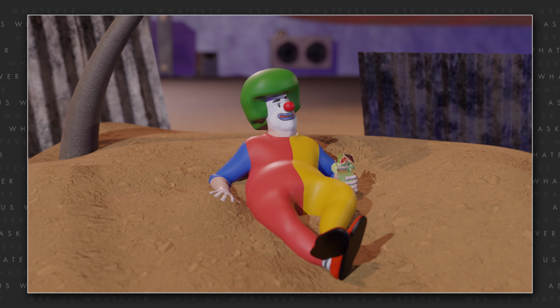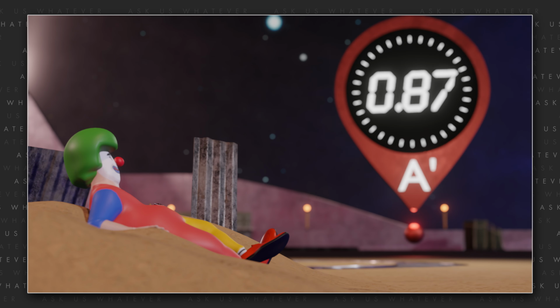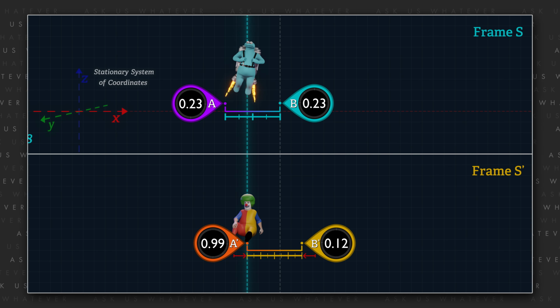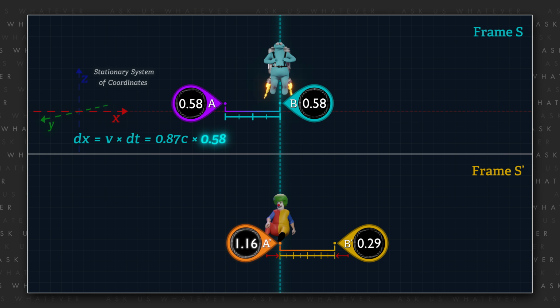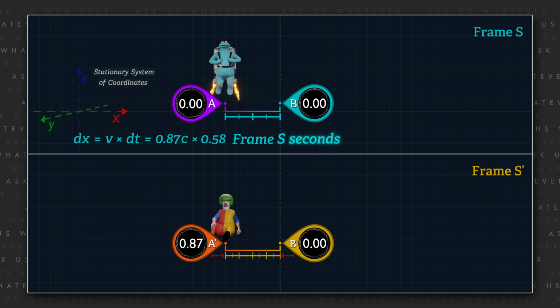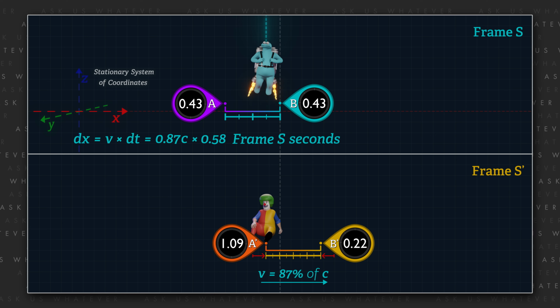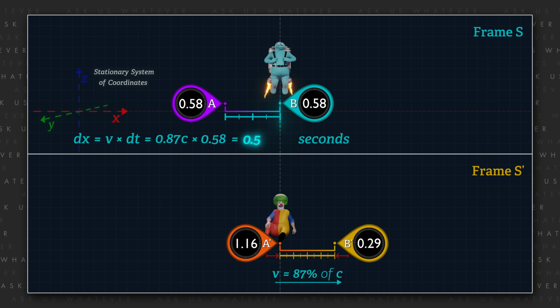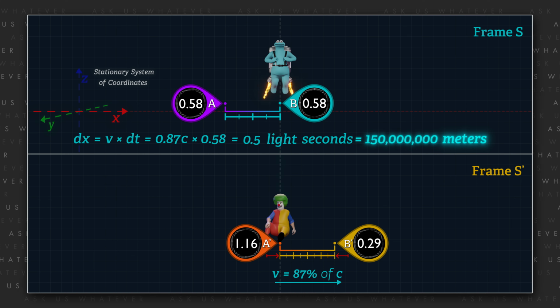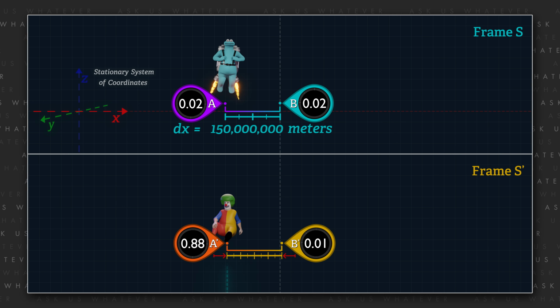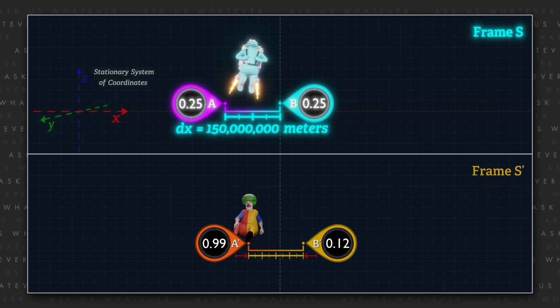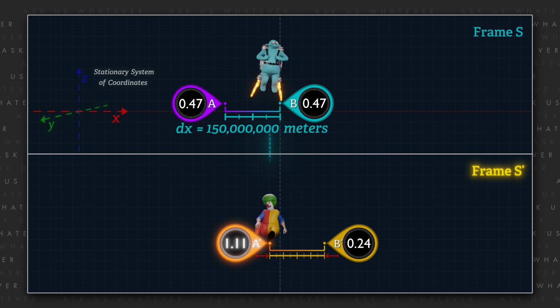Which means that we could let the clown take a break and enjoy a cool drink next to the clock A prime. So how far must the master travel through frame S to keep pace with the single clock in frame S prime? Well, the master must fly the distance that one of the frame S prime clocks moves in 0.58 frame S seconds. If frame S prime moves at about 87% of speed c for 0.58 seconds, frame S prime and the clocks within it will have moved 0.5 light seconds, which is about 150 million meters. In other words, the master must fly 150 million meters in frame S to keep pace with one of the clocks in frame S prime.